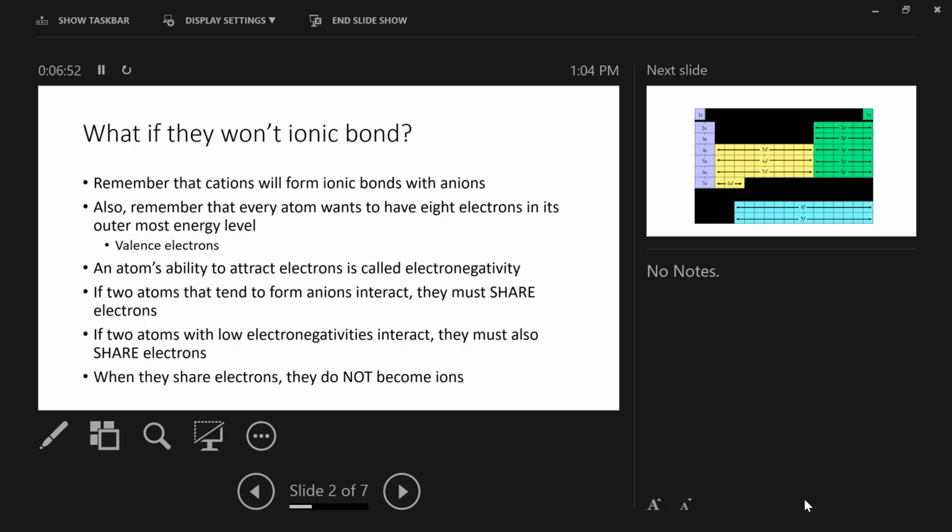All right, so let's answer this. What if they won't ionic bond? The best way to answer that question is to just say this: they may covalent bond. And then if you want, you can put in parentheses, share electrons. You don't have to, but you might want to remind yourself what a covalent bond is, that sharing of electrons.